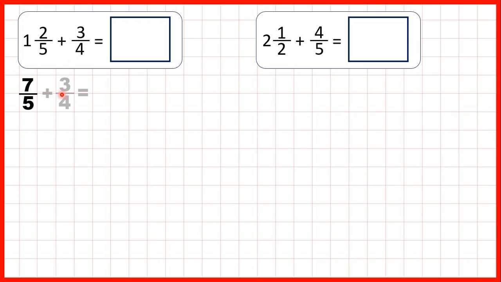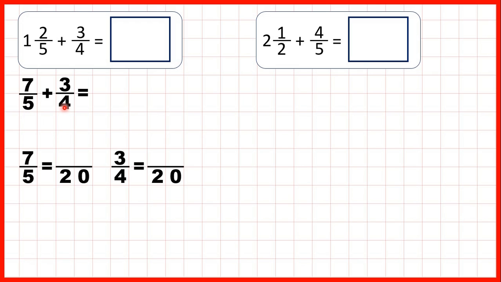And we're adding 3/4. But we know that to add fractions, we need the denominators to be the same. So we need to find a common multiple of 5 and 4. Now 20 is in both the 5 and the 4 times table, so we can find equivalent fractions to 7/5 and 3/4, which both have a denominator of 20.